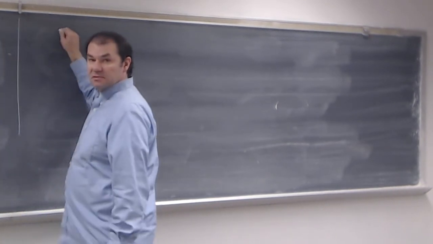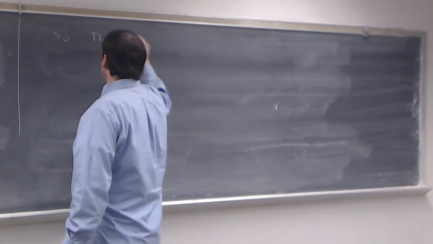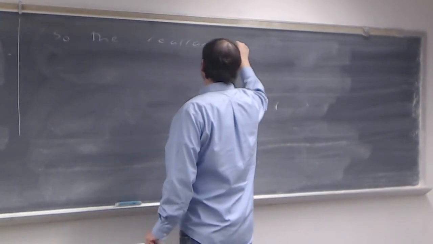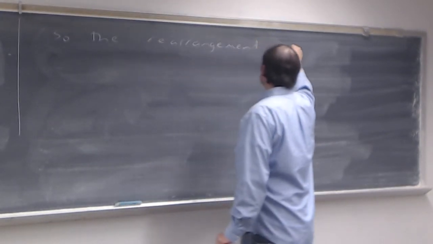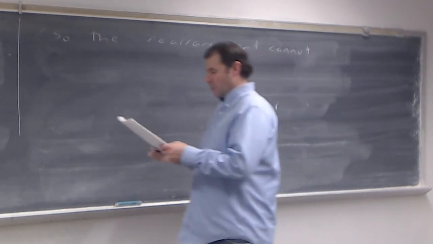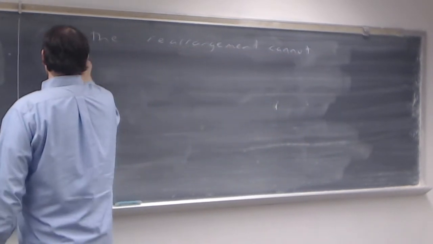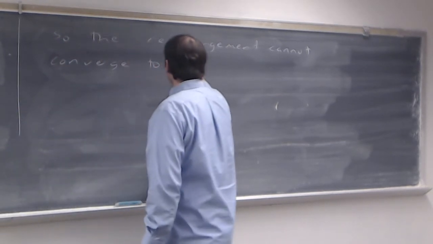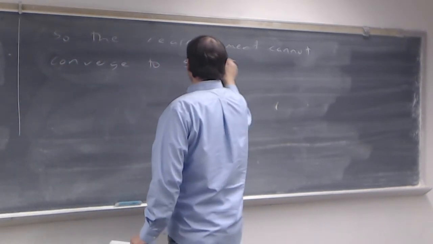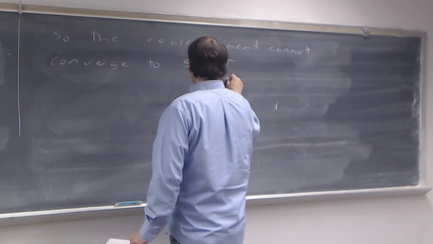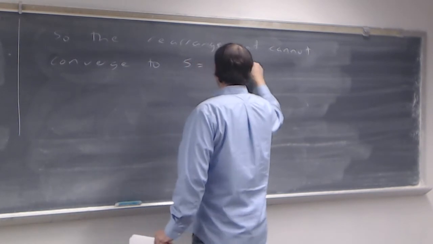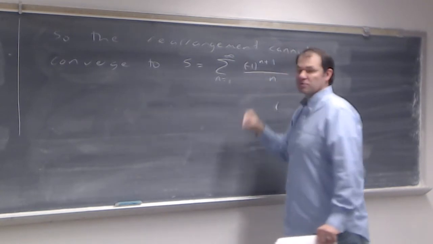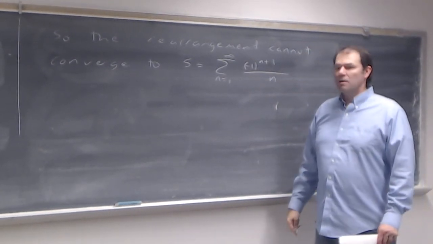So what we can say then, the rearrangement cannot converge to S equal to the sum, as n runs from 1 to infinity, of (minus 1) to the n plus 1, all over n, the original series that we were looking at.